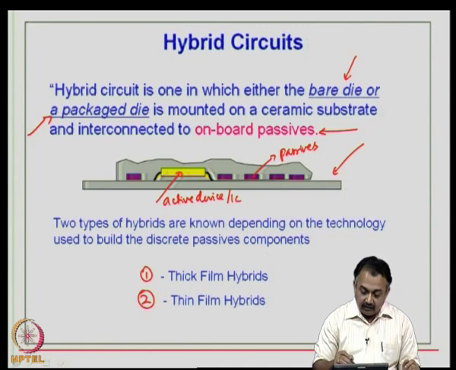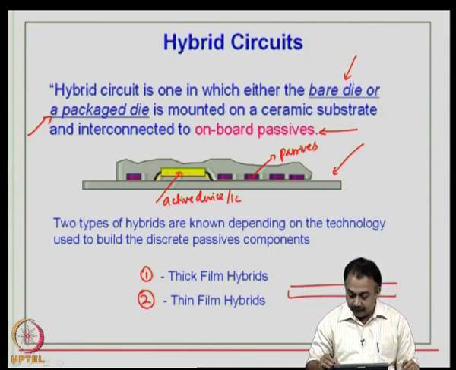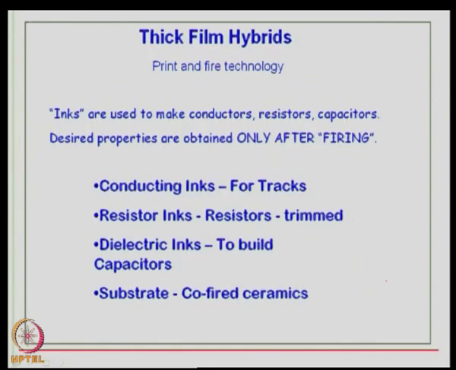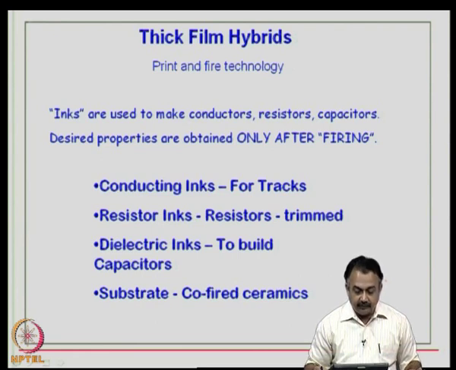So, typically what you can think about is there will be a substrate, you can probably use a bare die or a packaged die, and then you will be realizing these resistors and capacitors on the board, and then you will be interconnecting them, and then probably you can also use some kind of encapsulation. So, what is a thick film circuit? It is basically a print and fire technology where you are going to use inks to make the conductors, to make the resistors and to realize the capacitors, and the desired properties are obtained only after firing.